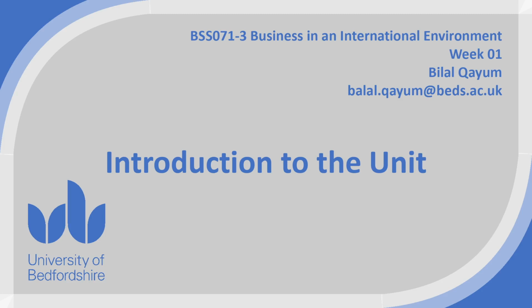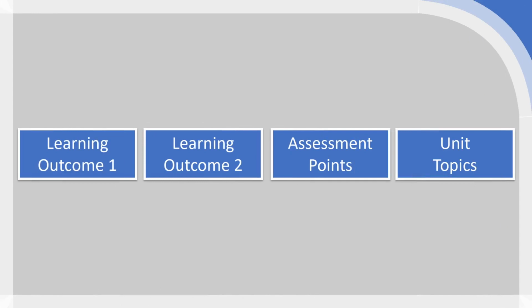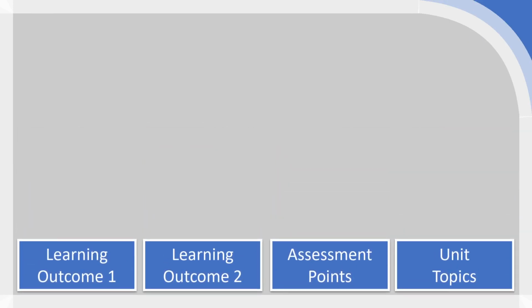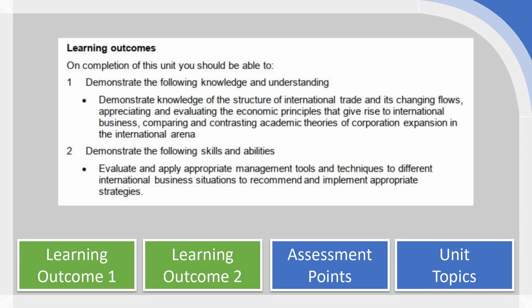But if we start with the purpose of the unit itself, and looking particularly at the learning outcomes. So these are the learning outcomes that we need to be able to demonstrate that you've achieved at the required level. And since this is your final year, it will be at level 6. We're looking at two specific outcomes. So the first outcome is relating to knowledge and understanding.